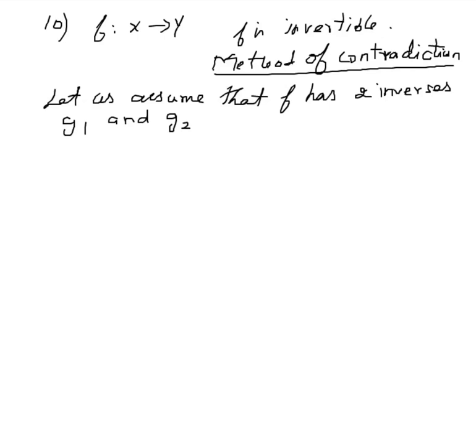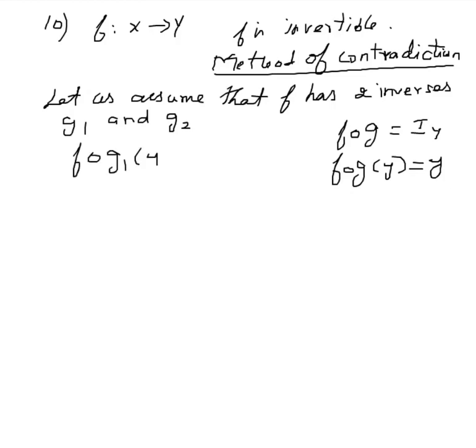By the definition of inverse function, if g is the inverse of f, we know that f composite g should be I_Y, or f composite g of y is equal to y for every y belonging to capital Y. f composite g1 of y is y. Similarly, f composite g2 of y is also y, and it is true for all y belonging to the codomain Y.